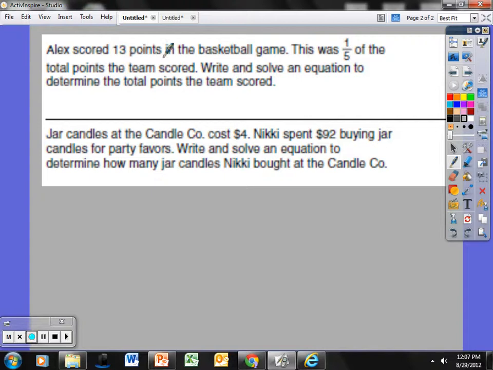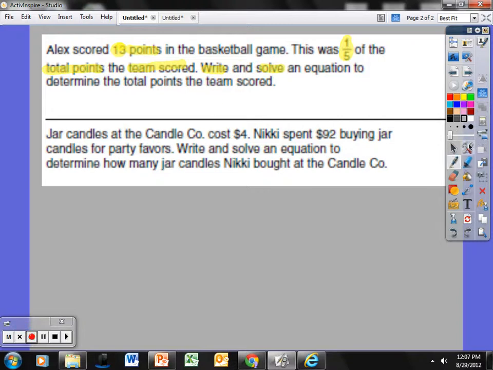Alex scored 13 points in the basketball game. This was 1/5 of the total points the team scored. Write and solve an equation to determine the total points the team scored. Let me grab my highlighter here. So we know Alex scored 13 points. Now this was 1/5, or one part of the 5 parts, that the total team scored.